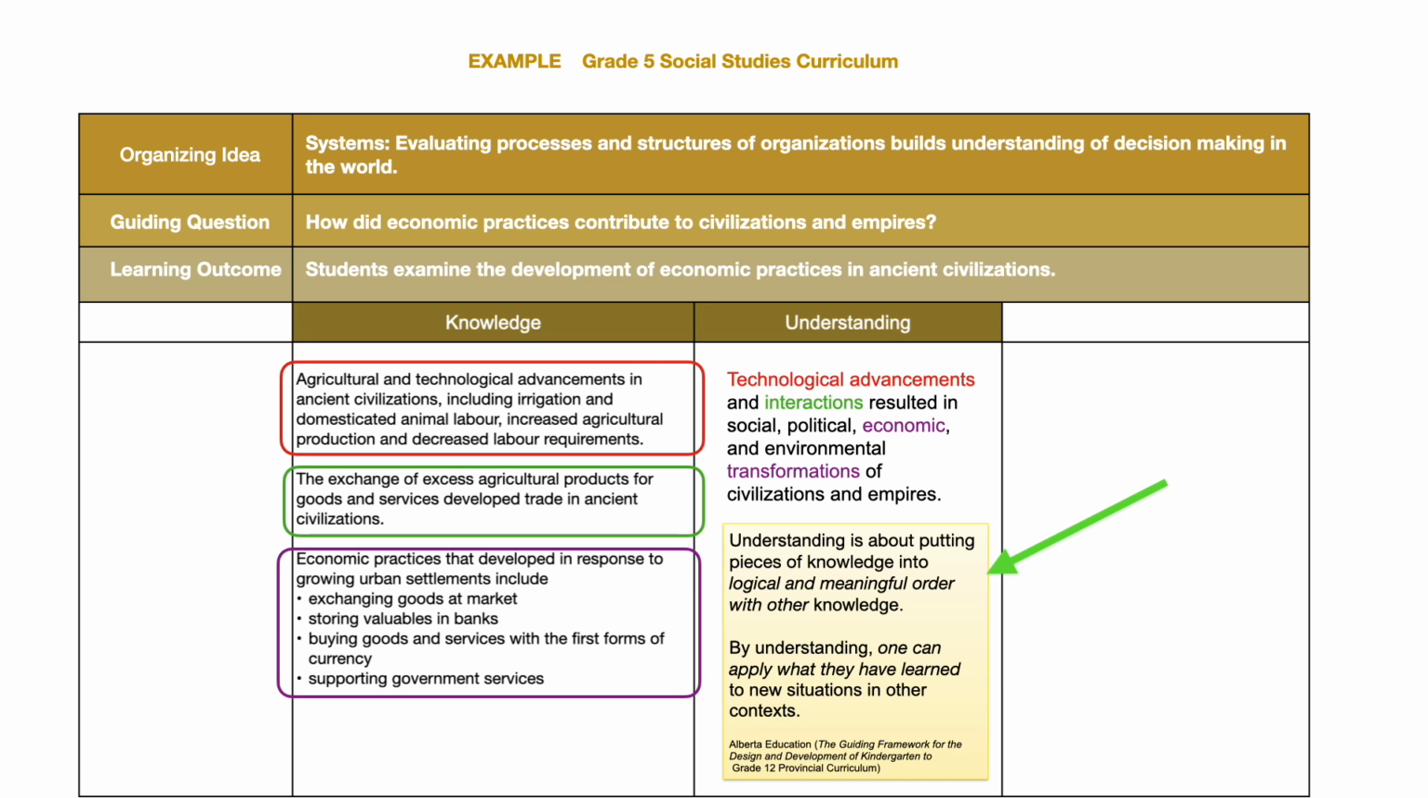Technological advancements and interactions resulted in social, political, economic, and environmental transformations of civilizations and empires. You will notice that while this understanding includes social, political, and environmental transformations, the knowledge column and our examples address only the economic transformation portion.